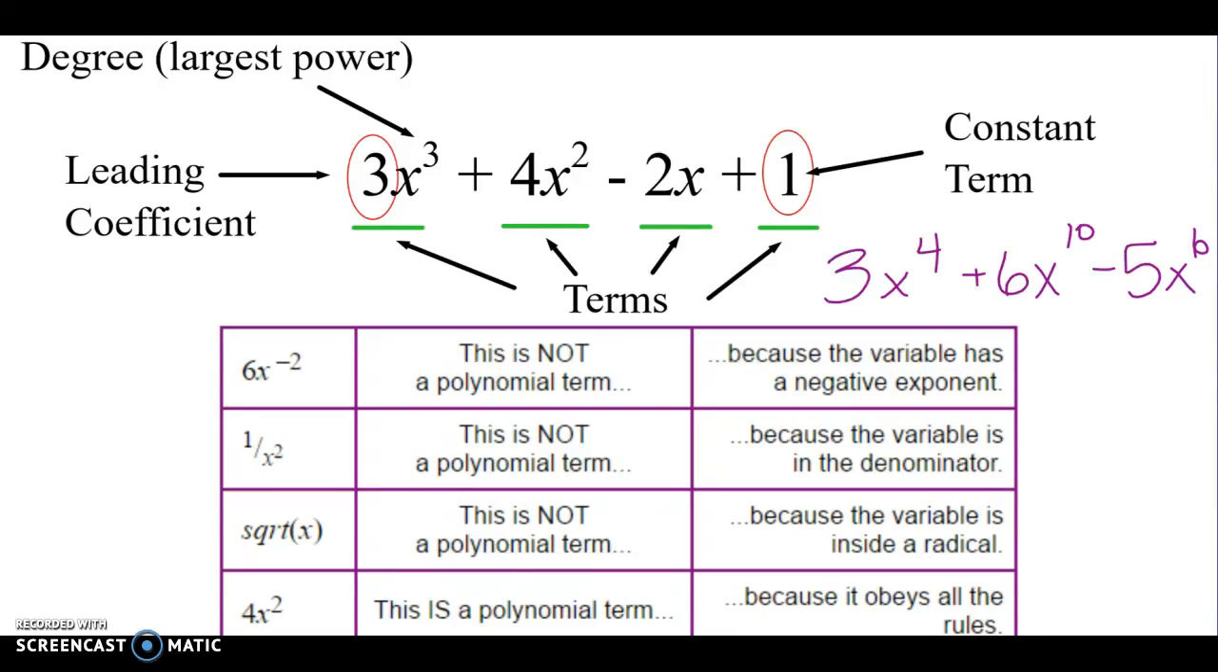What's my leading coefficient? 6. The one with the largest degree. If I wrote this in standard form, that would be up front. What's my largest power? Or what's the degree?